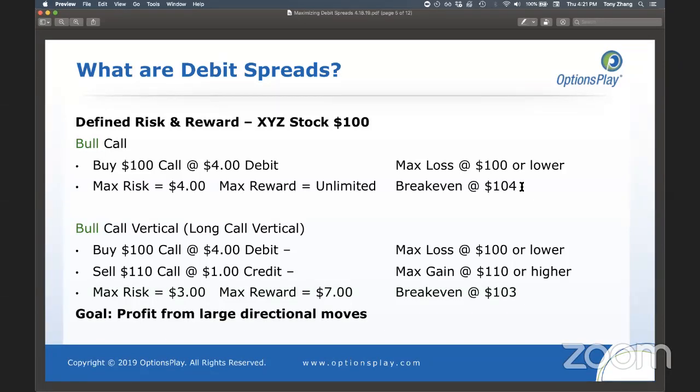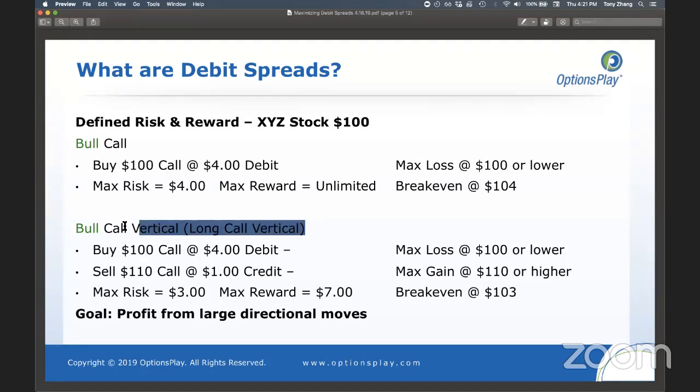And this is really one of the downsides to outright buying a call, that many times it's expensive, and the move that the stock needs to make in order for your strategy to be profitable is not an insignificant amount. So that's why we want to consider trading a vertical to reduce that risk.